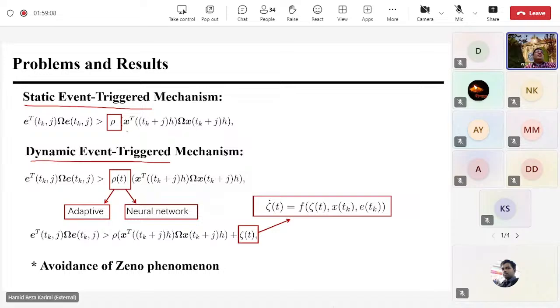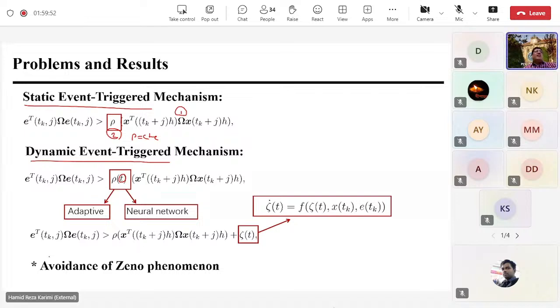What is the difference? Here I told you that there are two design parameters: one is omega, the second is rho. If rho is a constant, then you have a static mechanism. But if rho depends on time, as rho(t), then you can think about some adaptation, and you can even use some intelligent approach, combining it with neural networks.